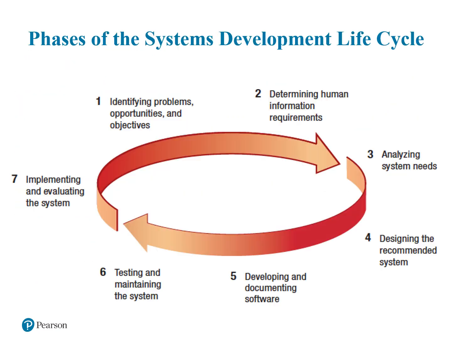If you recall, we have 7 phases in the system development life cycle, starting by identifying the problem, the opportunities, and the objectives, which we discussed especially in the last class, which is the system planning. And then the second phase, which we will discuss today, is determining human information requirements.